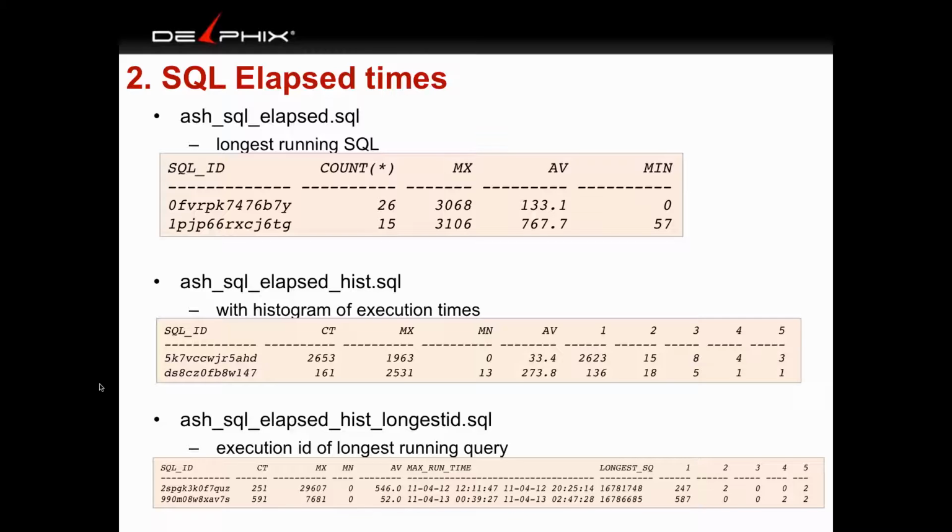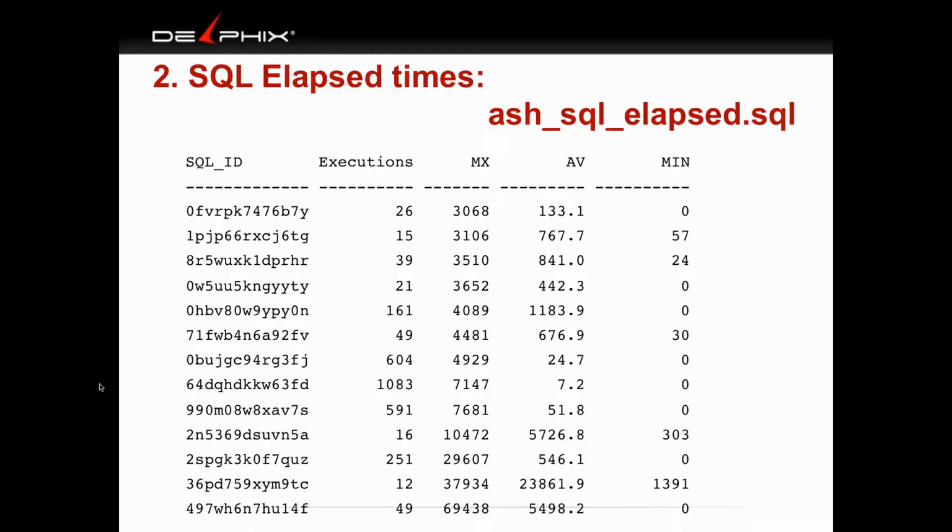And then when there are outliers, the final question that came to my mind is, who was the outlier? How can I analyze the outlier? That's what this last query is. The last query has a column in the middle right. It says longest SQL ID. This is the ID of the longest running execution. With that, I can go find out why that outlier was slow. So here's the output from the first query: SQL ID, executions, max, average, min.